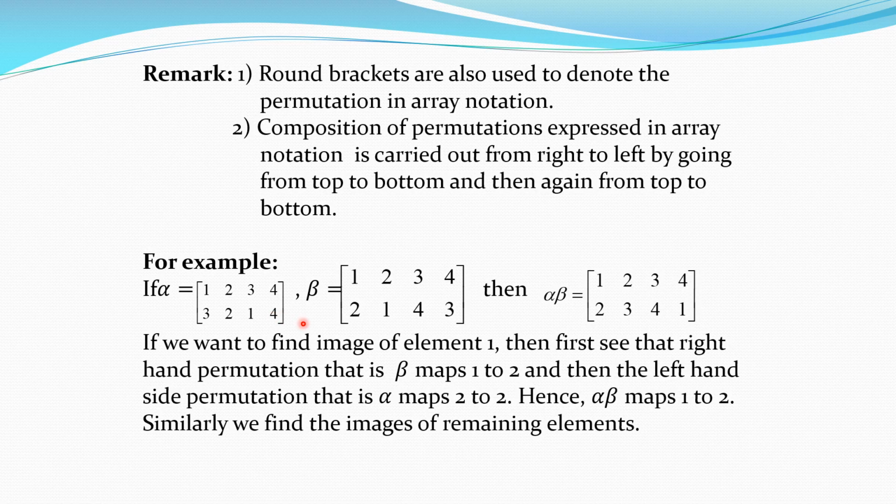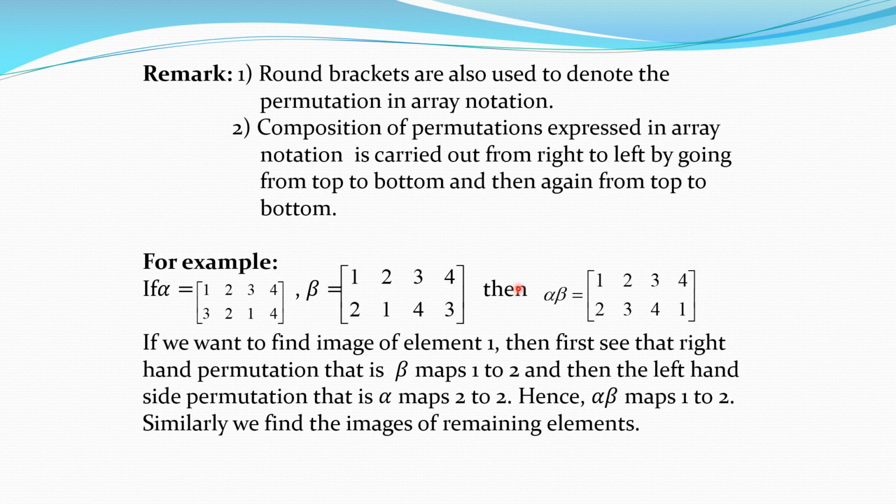This is alpha and this is beta. Both are permutations on some set A equal to {1, 2, 3, 4}. Now alpha beta, or alpha composite beta. For that, the domain is again 1, 2, 3, 4, so the first row is the same: 1, 2, 3, 4. Now we go from right to left and from top to bottom. Beta of 1 is 2. Now we consider what is alpha of 2. Now 2 goes to 2 here. So finally we write alpha beta of 1 as 2.